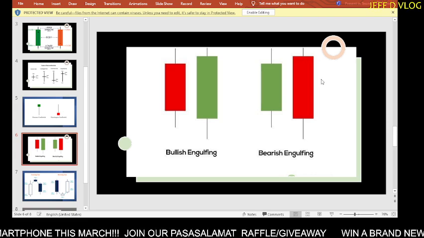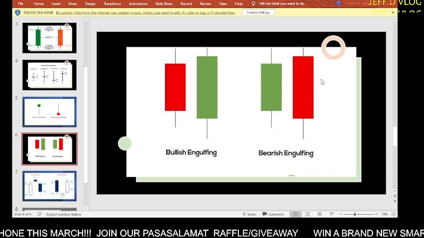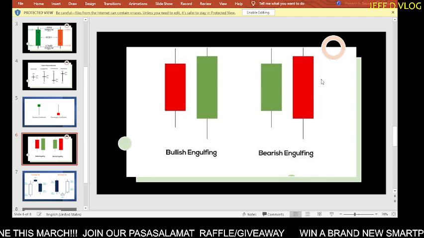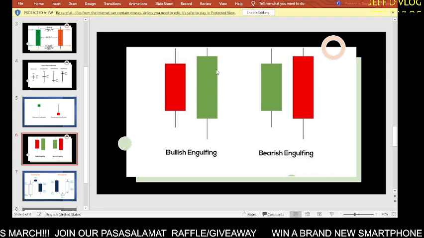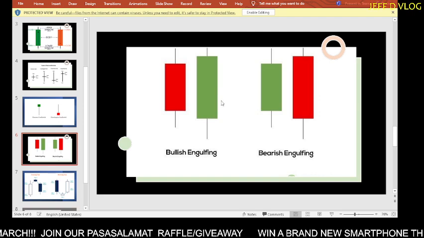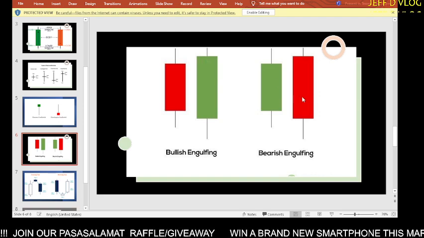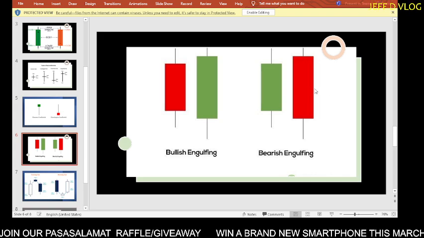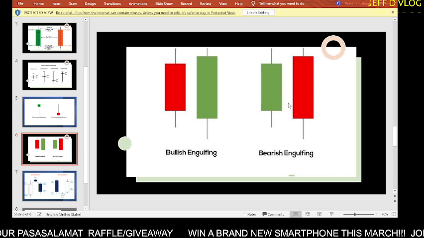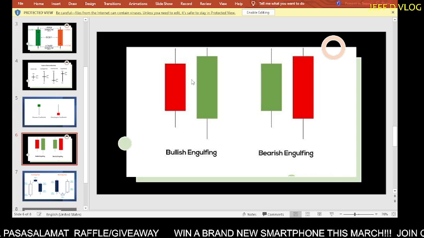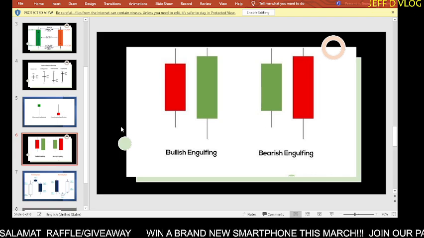So negative pressure, selling pressure, because it will be followed by whatever the engulfer is. If it's the bullish engulfing, it will be a bullish trend, and with the bearish engulfing, there will be a bearish trend. But again, it could break, depending on the fundamentals or what's happening in the market, right?